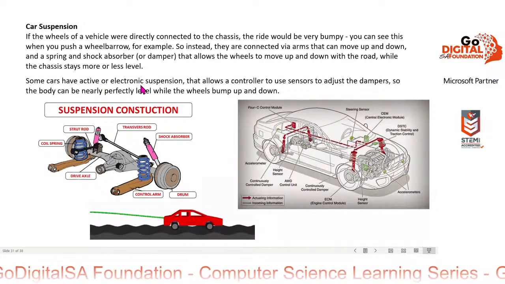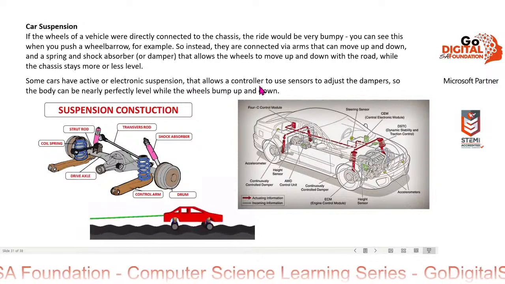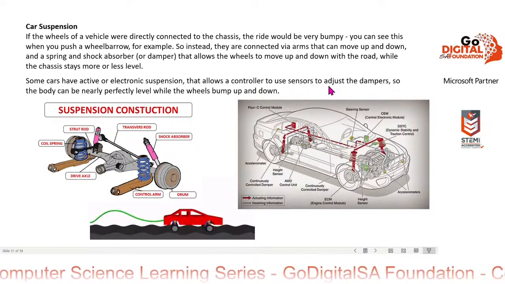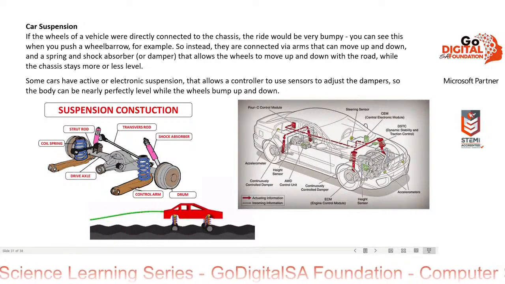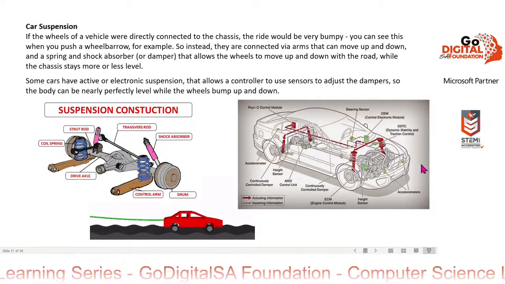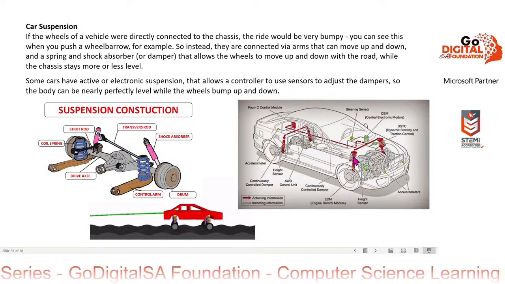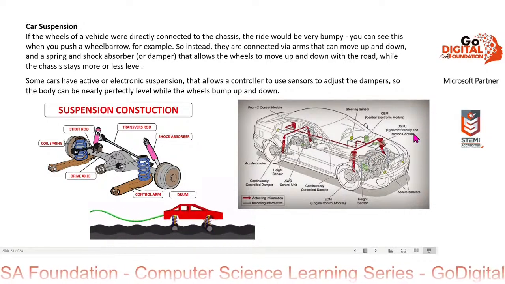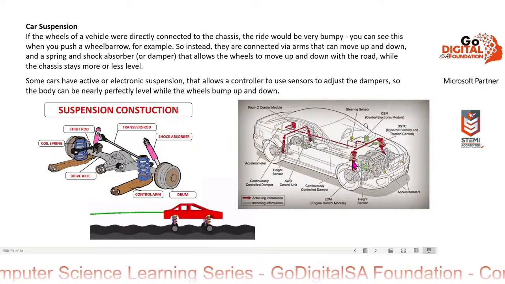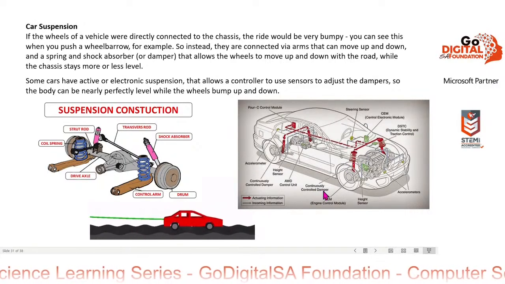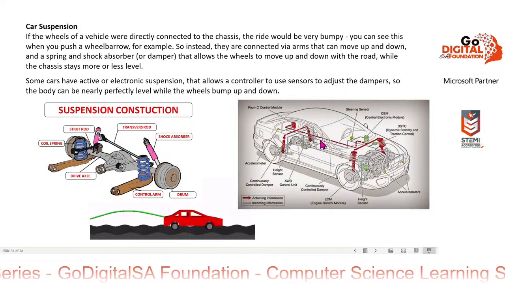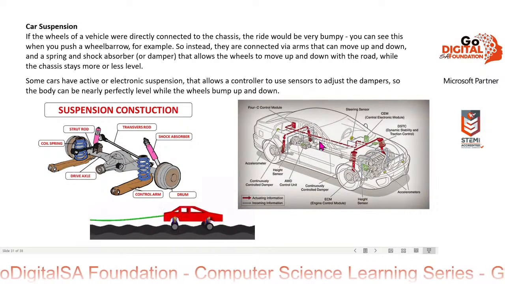Some cars have active or electronic suspension that allows the controller to use sensors to adjust the dampers so the body can be nearly perfectly level while the wheels bump up and down. Okay, so in this case, we've got dynamic stability and traction control, where the continuously controlled damper causes the vehicle to stay more or less level while the wheels are bumping up and down.